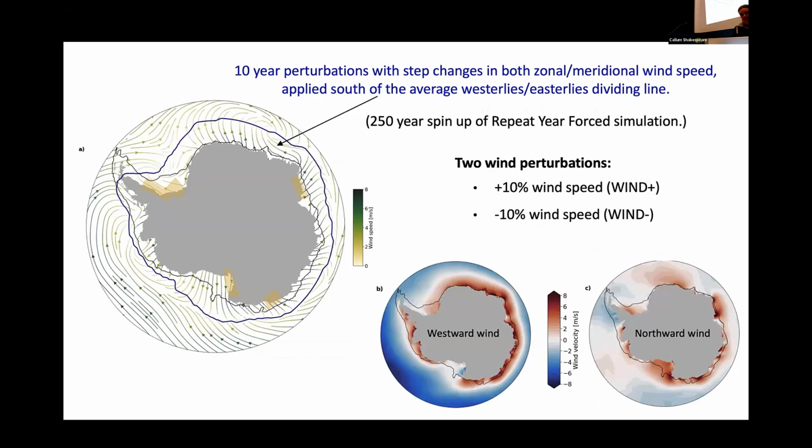Okay, so what we've done is two wind perturbations. This blue line here is the dividing line between the westerlies in the north and the easterlies in the south. We take the winds south of that dividing line and amplify the wind speed by plus or minus 10%. All the previous studies have largely focused on this easterly component, but the northward meridional wind is often as strong regionally as the easterlies.